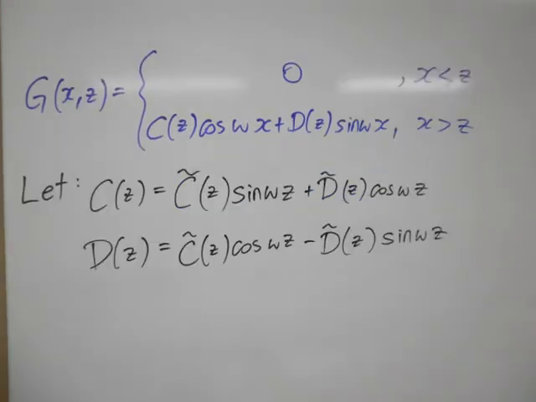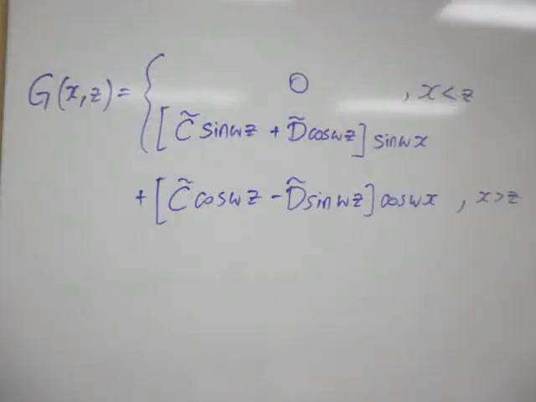Now, before we continue with the remaining two conditions, it is convenient to redefine the functions c and d. So we let c and d be expressed in terms of a new set of functions, c tilde and d tilde. The reason for doing this is to simplify our Green's function. We shall see this by substituting into the Green's function equation.